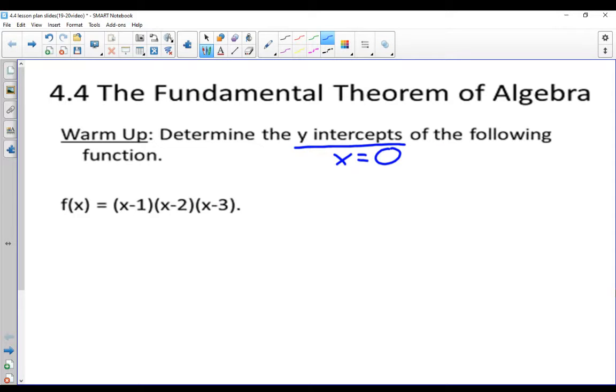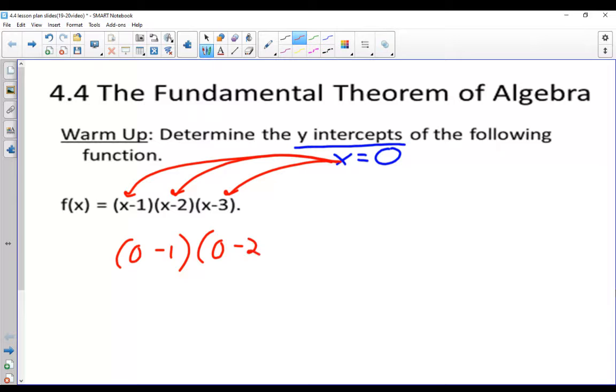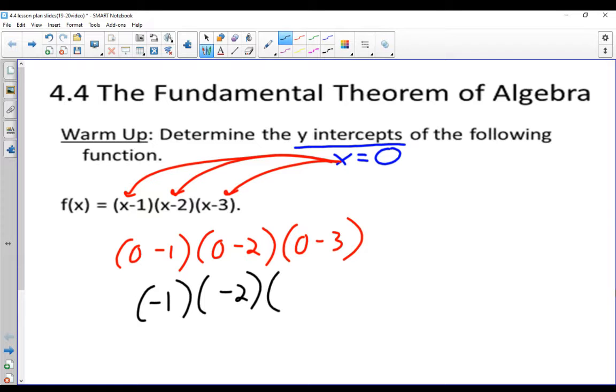So with that in mind, why don't we take the fact that x is equal to 0 and plug that in for each x value that we have here. So in other words, that'll become 0 minus 1, 0 minus 2, 0 minus 3. If we do that part of the math, 0 minus 1 becomes negative 1, 0 minus 2 becomes negative 2, 0 minus 3 is negative 3. So you have negative 1, negative 2, negative 3.